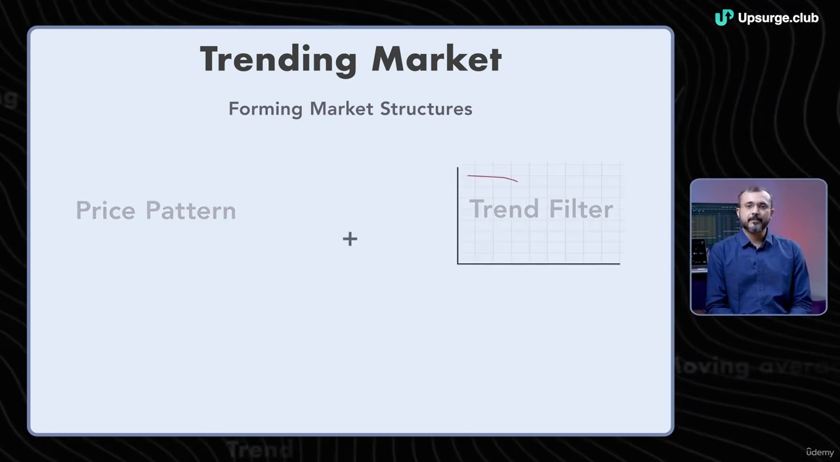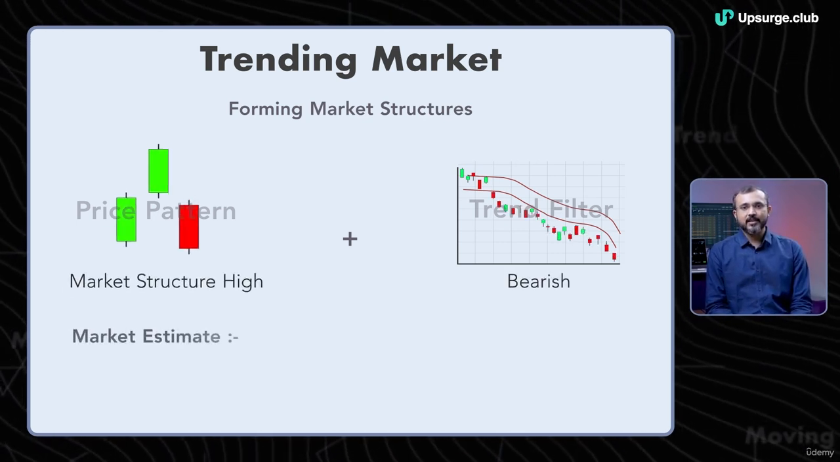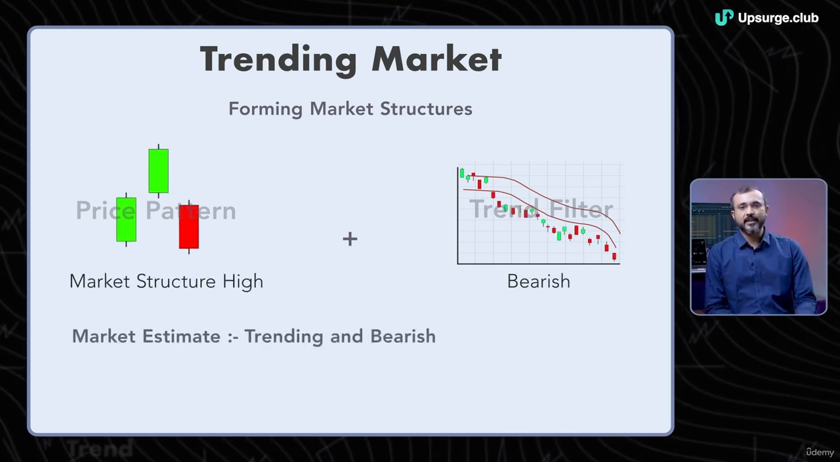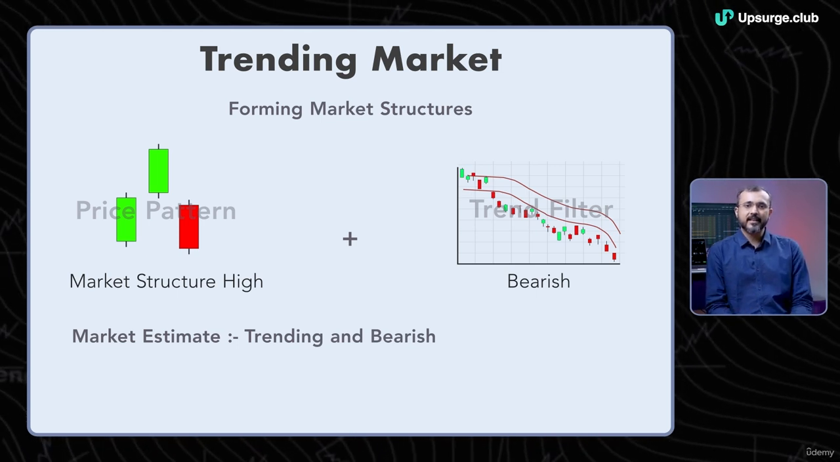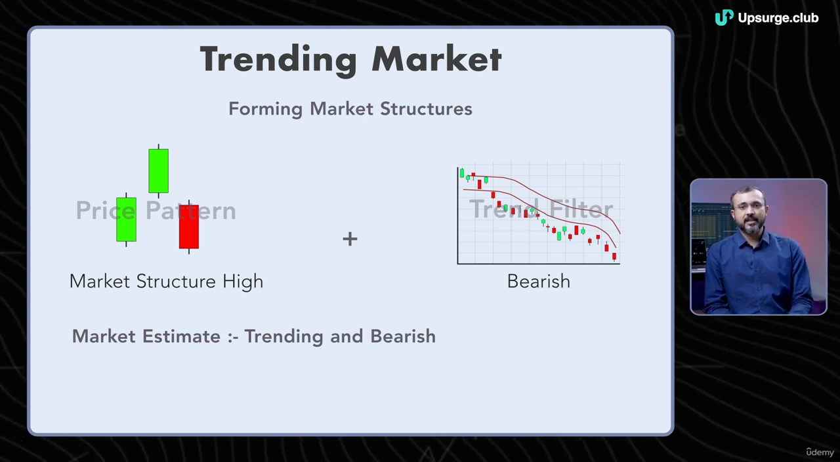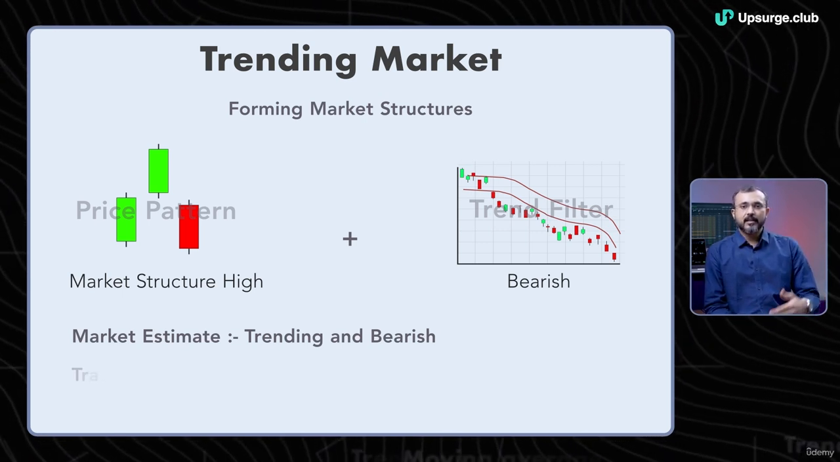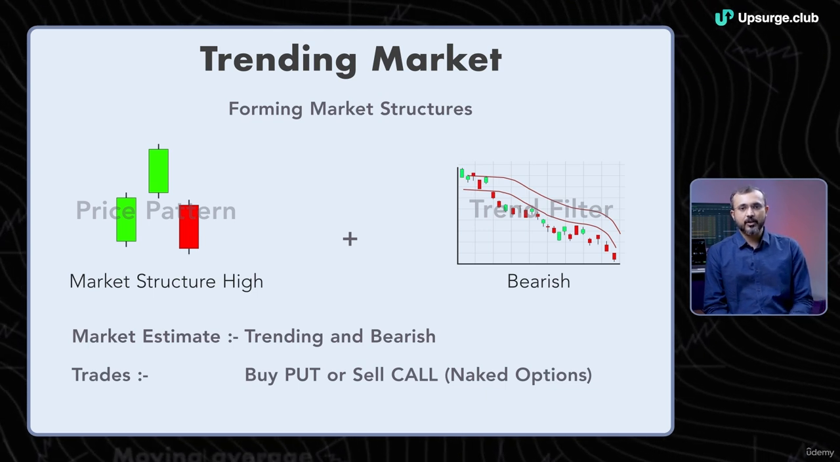That information is, if the trend is bearish and a bearish structure is formed, that means markets are going to be trending and they are going to be bearish. So it gives absolute clarity to a trader about which strategy to implement. Bearish market, trending market: trade naked options, where you can either buy puts or sell calls.